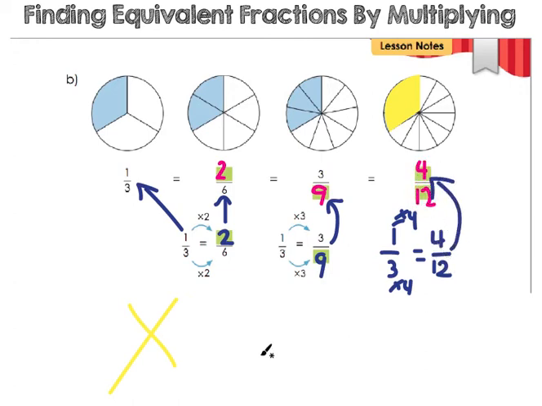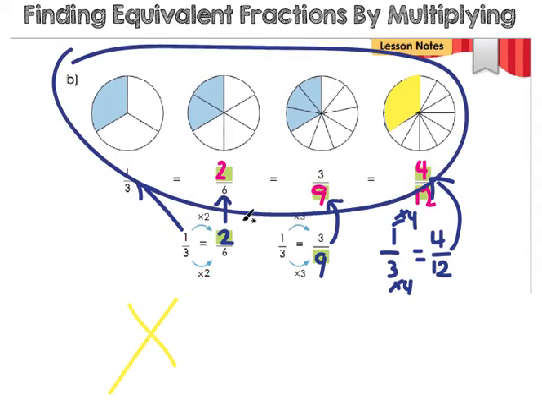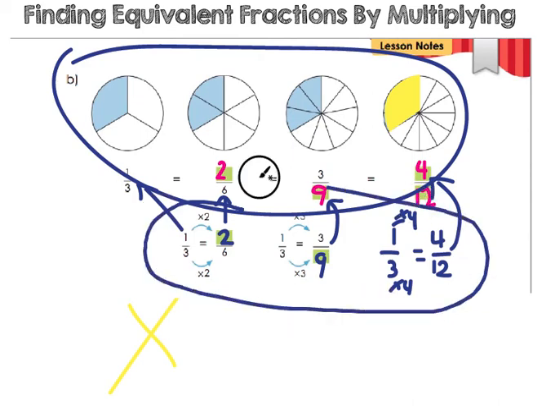So you see how we got the same answer as in this one. So here we did it with pictures. Here we did it by multiplying. So remember the rule. If you multiply the numerator times 2, the denominator also multiply it times 2. Okay?